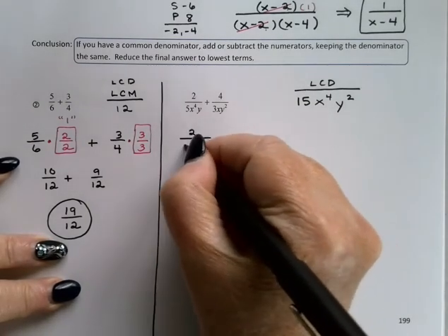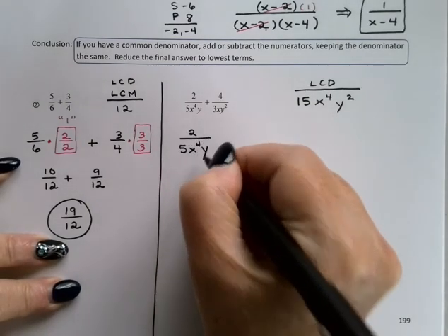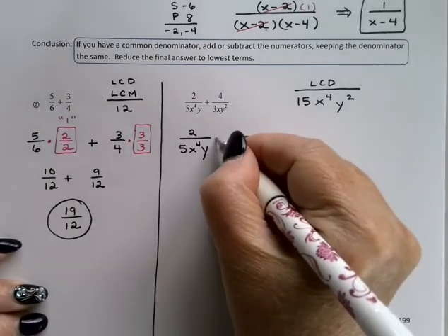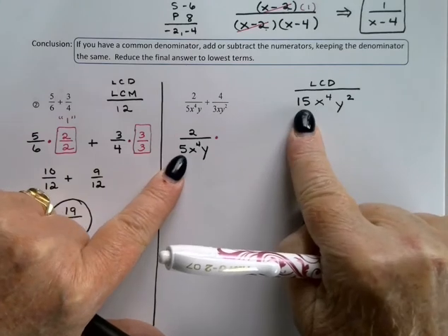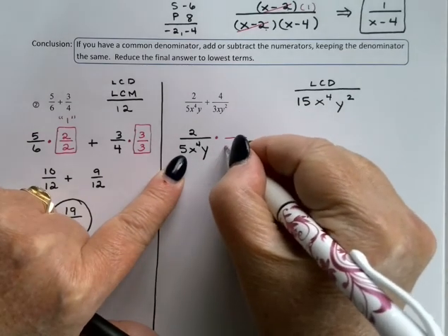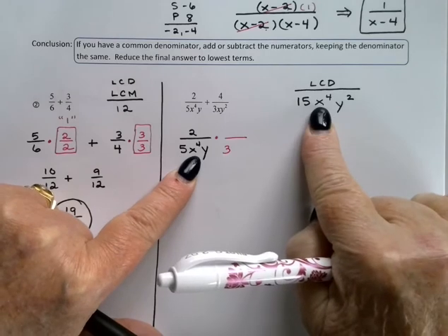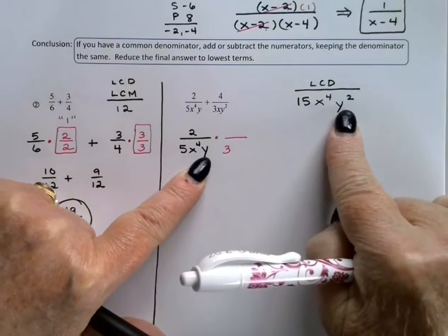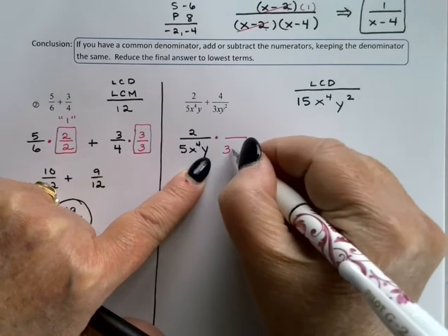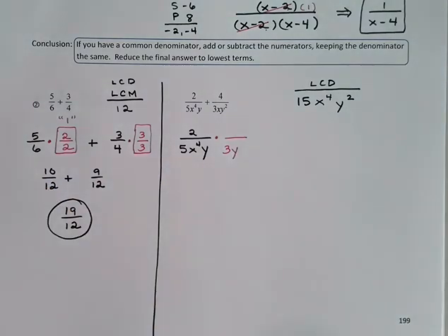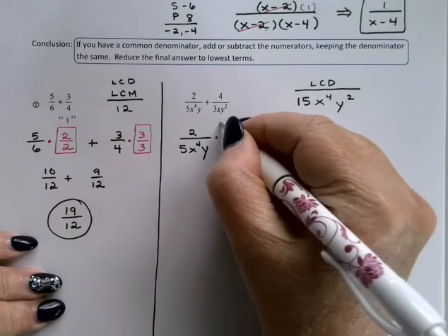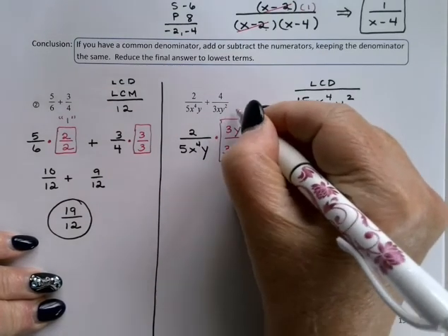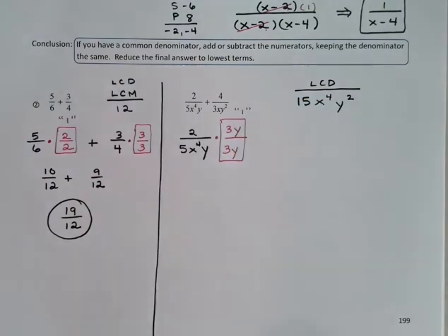So I'll take my first fraction, and I'll ask myself, what do I have to multiply by to turn this into that? Well, I would definitely need a 3. The x to the fourth is fine, but it looks like I need an extra y. So I'm going to have to multiply by 3y. If I multiply by 3y on the bottom, I have to do the same thing on the top. Again, always multiplying by a form of 1, so we don't change the value of our expression.